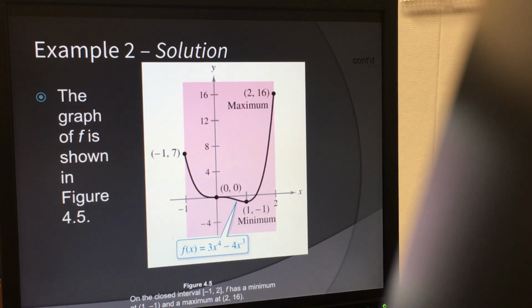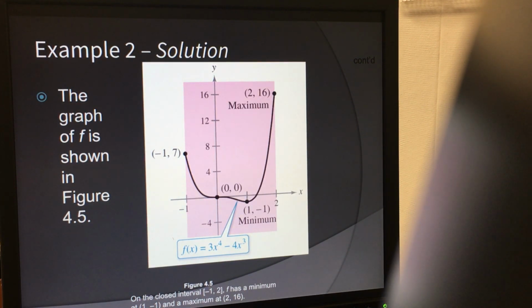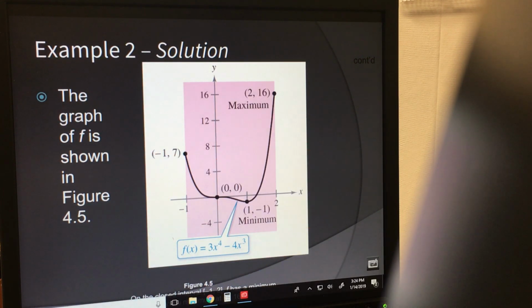Graph to show and confirm our results. So we're considering the interval from -1 to 2 of the function 3x to the 4th minus 4x cubed. So this is the closed interval, and you can see that the highest point on the graph within this interval is this point, and the lowest point would be 1, -1.